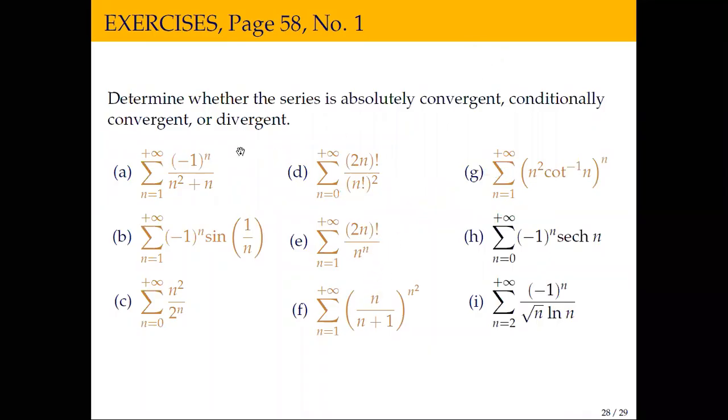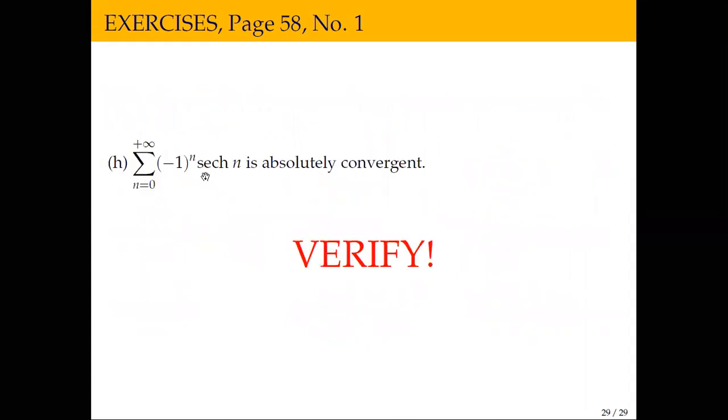So far, we are able to answer items A to G, and we are left with items H and I. I will leave these two items as an exercise. So you try to answer items H and I. For letter H, verify that this infinite series is absolutely convergent. And for letter I, verify that this infinite series is conditionally convergent.